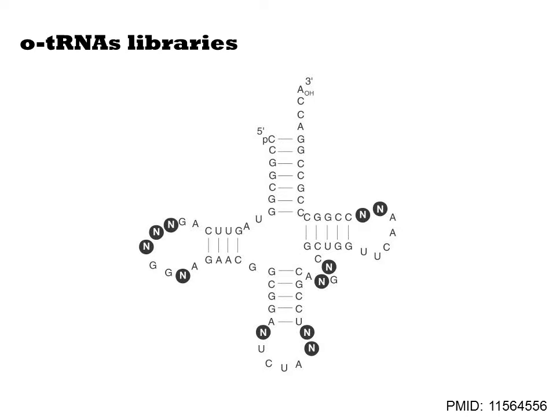By leaving unaltered those sites necessary for recognition by the orthogonal synthetase, while modifying those positions that are recognized by other synthetases, it is possible to find variants that are specifically charged by just the orthogonal synthetase. These tRNA libraries are generated using combinatorial saturation mutagenesis. In this case, the theoretical diversity is 4 to the 11th, or around 4 million variants.